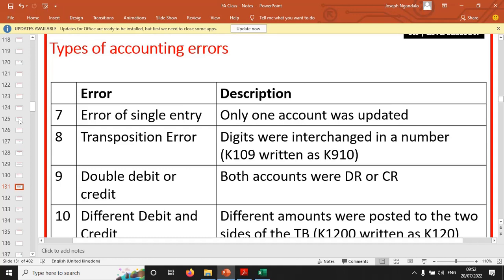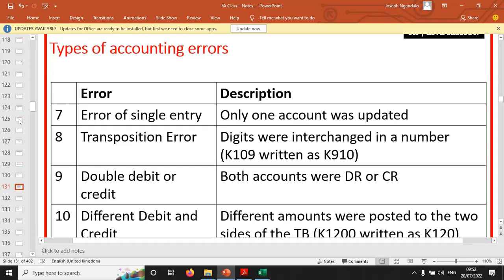Let us proceed. You wanted an example? If you forget to update one account, for instance, you receive money. Yes, that's a good one actually. You might know the account to debit, which is bank or cash. But maybe you have two customers with the same names. So you don't know which customer to credit. You are going to end up with an error of single entry, at least temporarily.